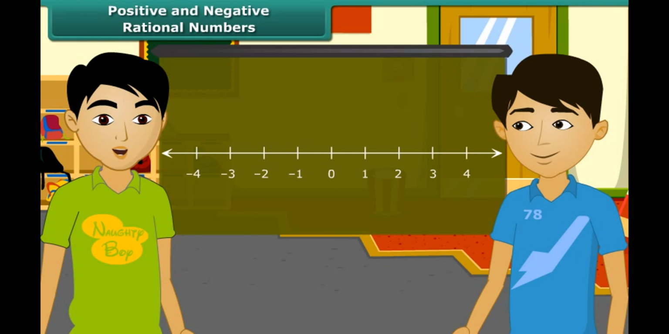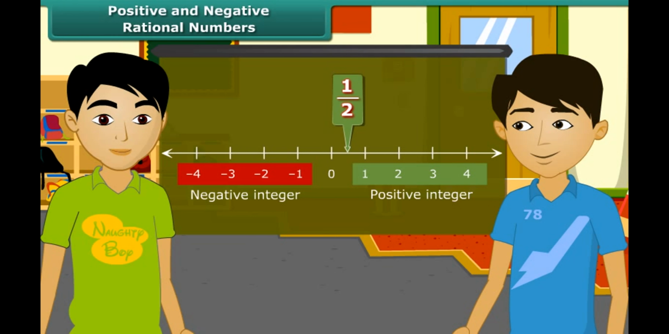Look at this number line. Points on right side of 0 are called positive integers, and points on the left side of 0 are called negative integers. Let's mark 1/2 on this line. 1/2 will lie in between 1 and 0. And -1/2 will lie in between 0 and -1.